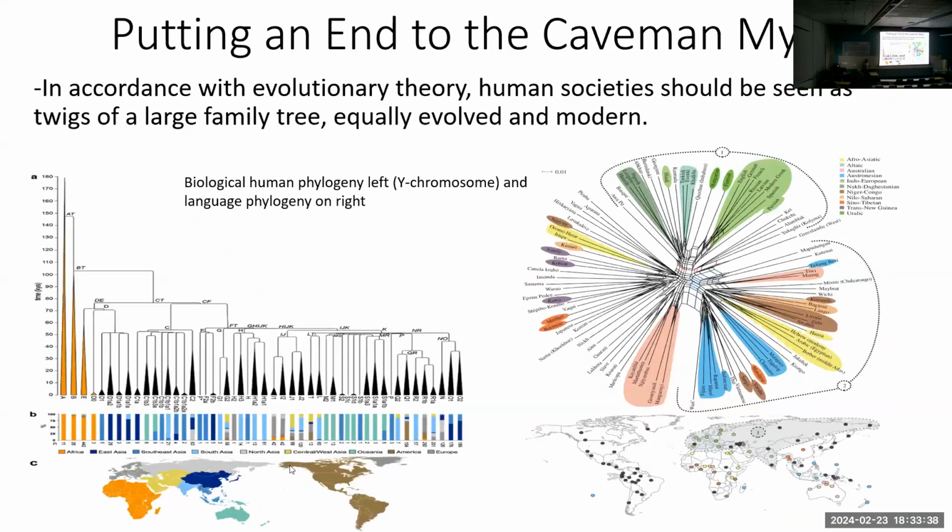If you view humans and human groups according to evolutionary theory, then you view all human groups as modern, as all endpoints on a single family tree. You can break this down genetically. So here's a genetic family tree of different human groups, based on their Y chromosome. Or you can break down humans in terms of language phylogenies, group them that way. But you see, in both of these instances, every human group that's alive is the endpoint of a tree.